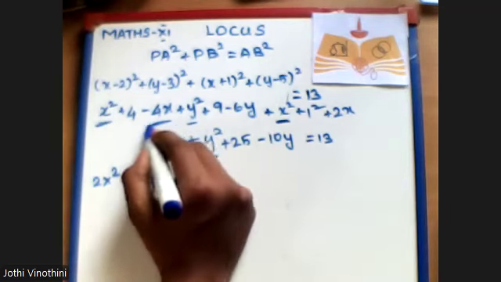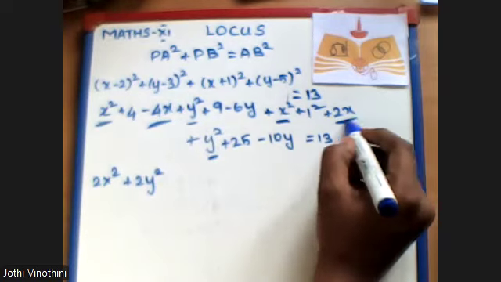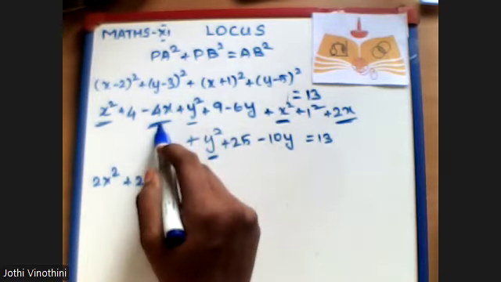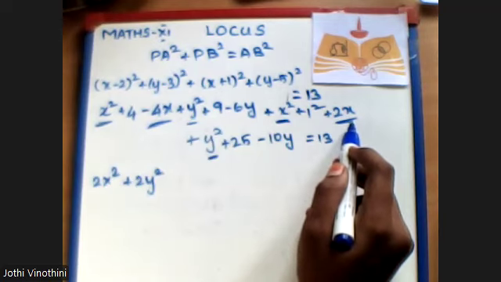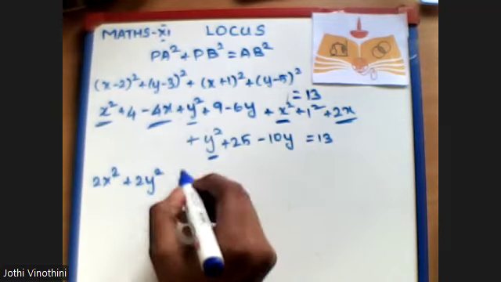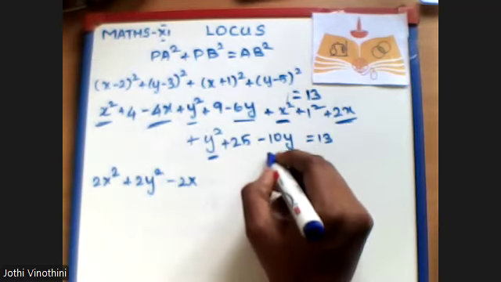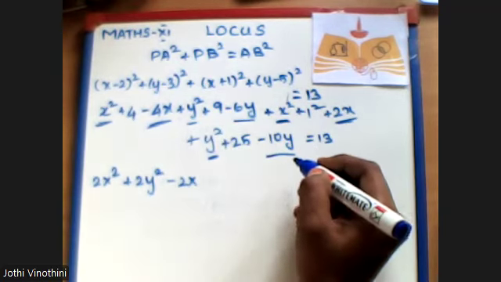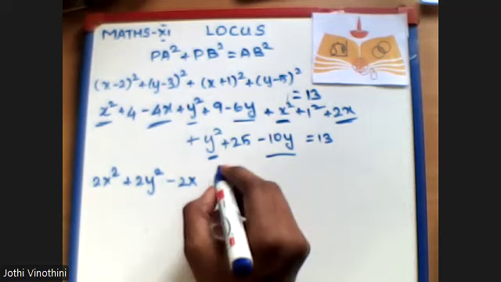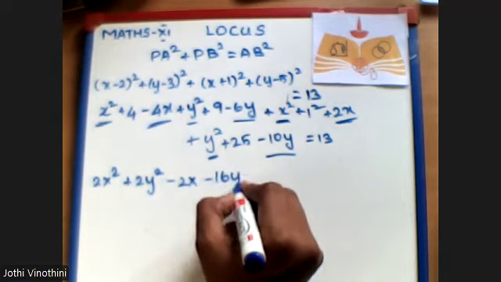Yes, x. So minus 4x plus 2x, the answer will be minus 2x. And minus 6y minus 10y, the answer will be minus 16y.